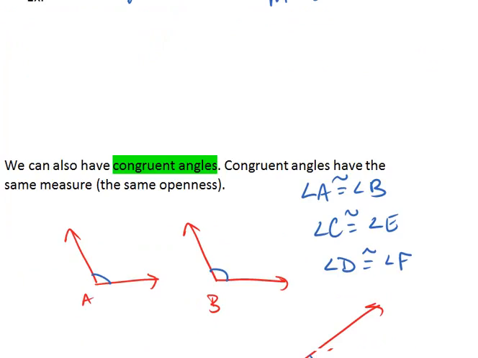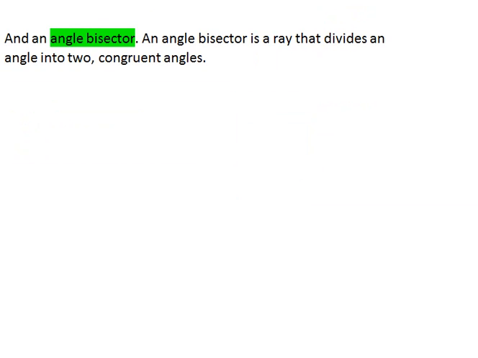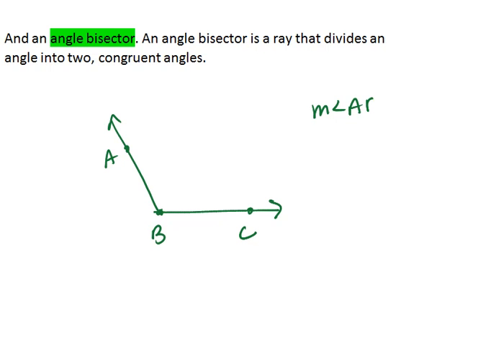Okay. The last thing we want to talk about is an angle bisector. An angle bisector is a ray that divides an angle into two congruent angles. So if I have, and here we'll use three letters, the measure of angle ABC is equal to 100 degrees.